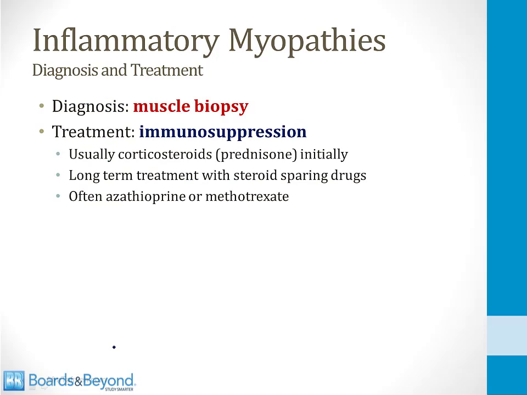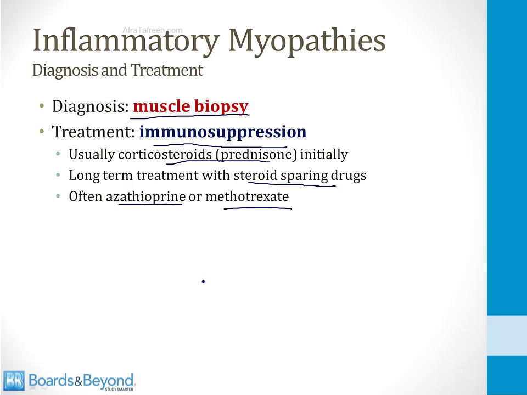In both of the myopathies we'll talk about, dermatomyositis and polymyositis, the key test for diagnosis is a muscle biopsy. They both have classic findings on muscle biopsy that I'll show you in a few slides. And then because these are inflammatory conditions, the mainstay of treatment is immunosuppression. So when a patient presents with muscle weakness from muscle inflammation from one of these disorders, usually corticosteroids like prednisone are started, and that makes the symptoms go away. And then long-term, they are treated with a steroid-sparing agent.